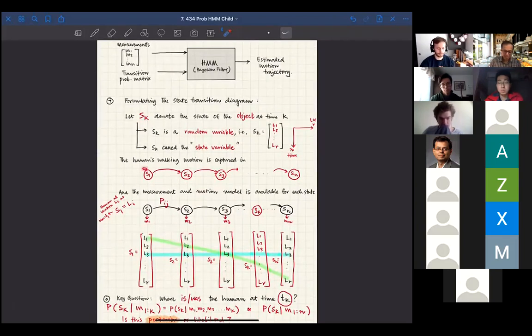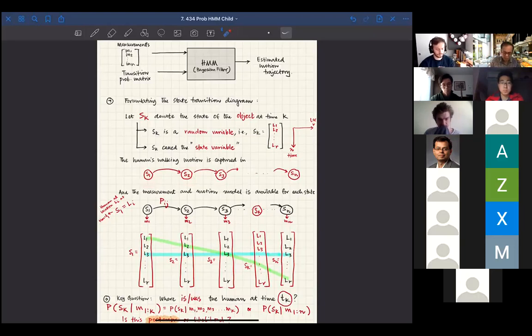We said the state of the system, the state of the user or the state of the car or the state of the robot goes from state S1 to S2 to S3 till S4, all the way till state Sn, where n is the time index of that state. So S1 means the state of the user at time t1, S2 at time t2, and so forth.